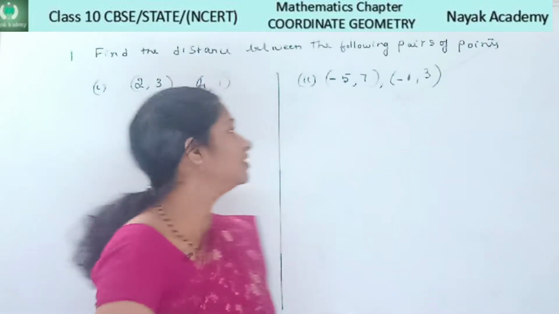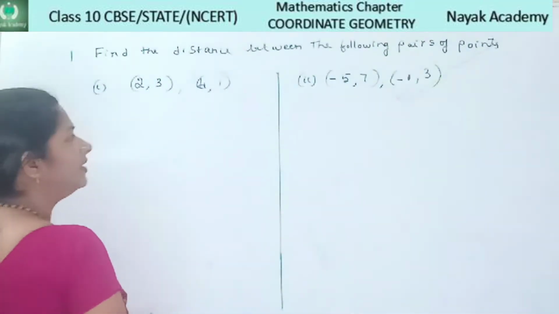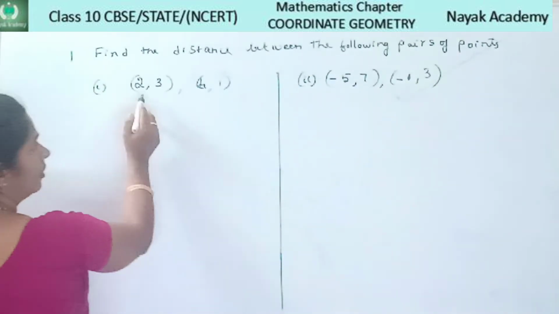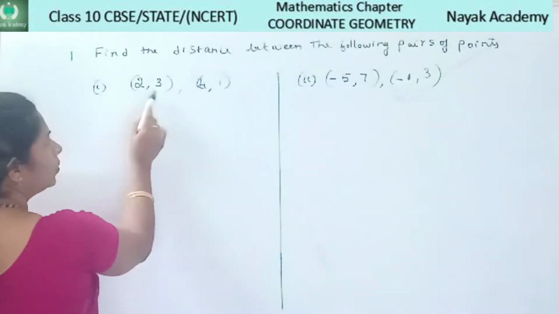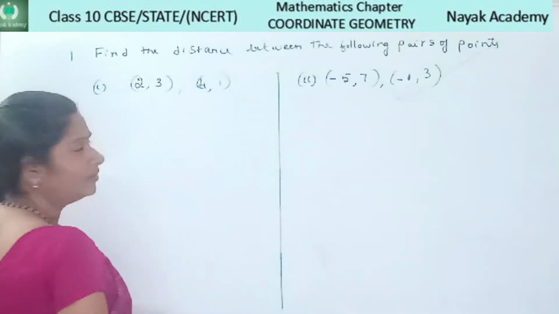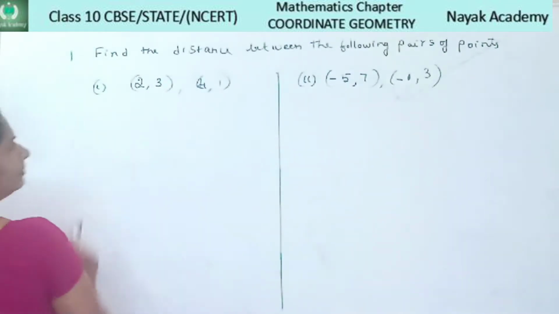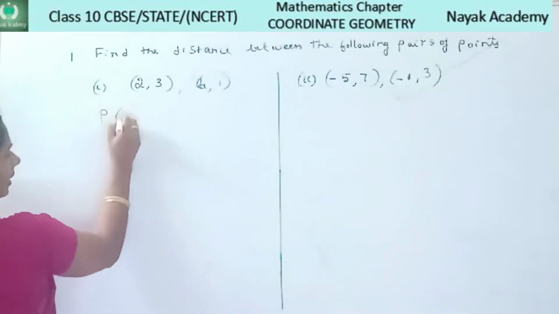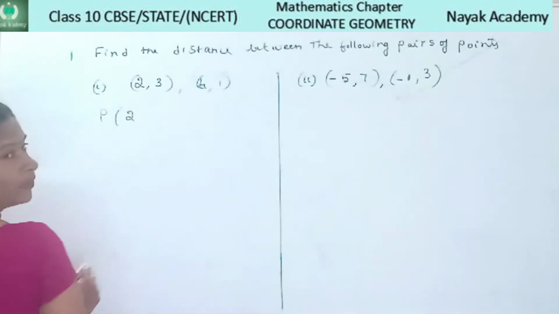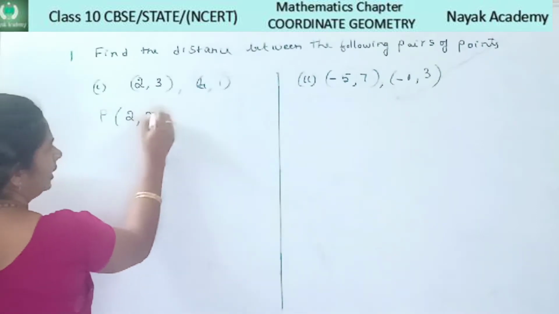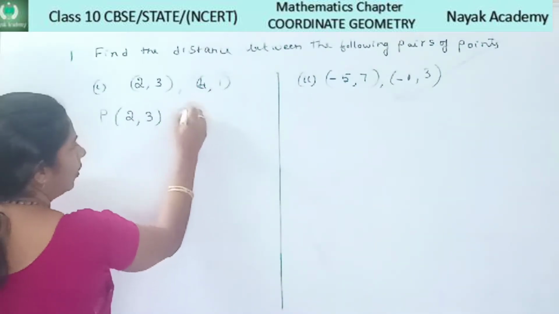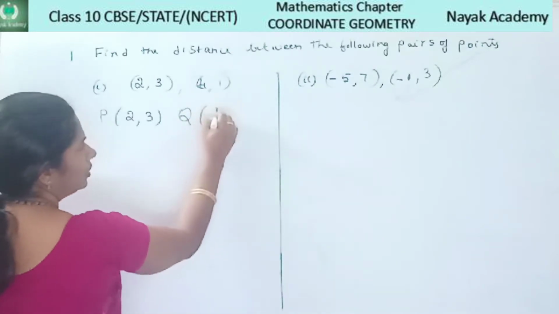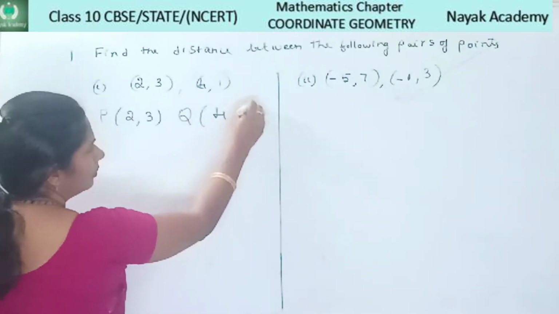Hi, coming to the first main problem: find the distance between the following pairs of points. First pair is (2, 3) and (4, 1). So let us name the points. First point, let me take that as P. The coordinates of the point P are (2, 3), and let me name the second point as Q, and its coordinates are (4, 1).